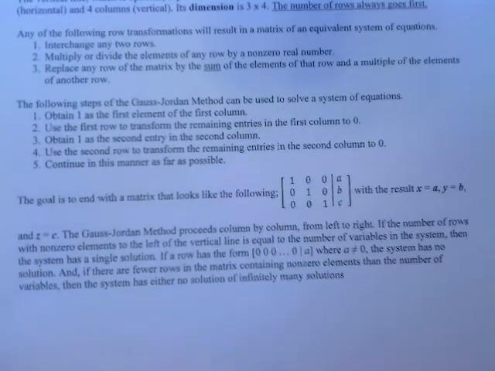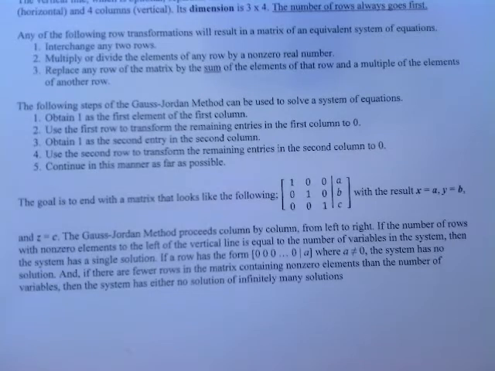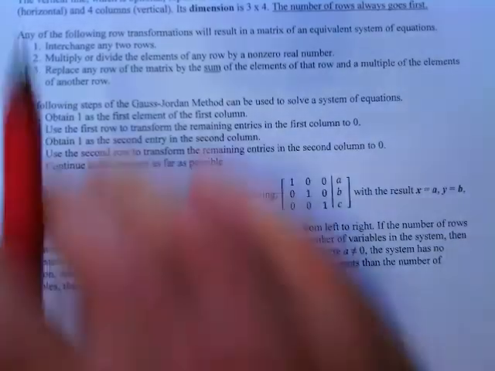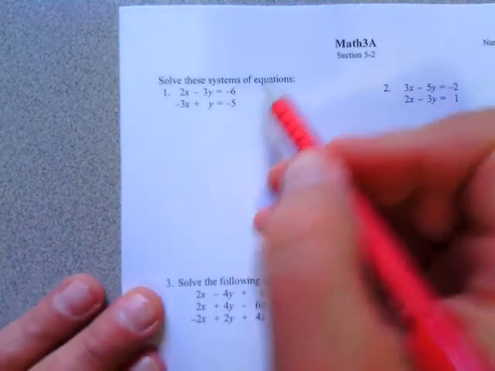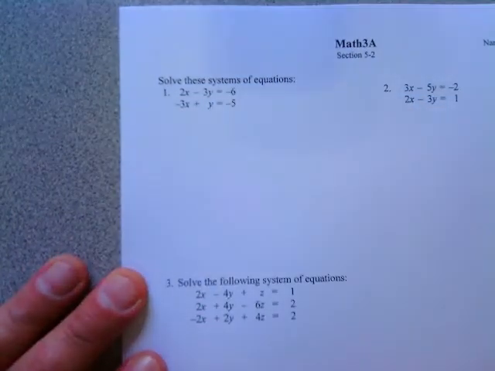So let's go ahead and solve some of these problems and see how working with matrices works. First off, we're going to rewrite our two equations and two unknowns in matrix form.